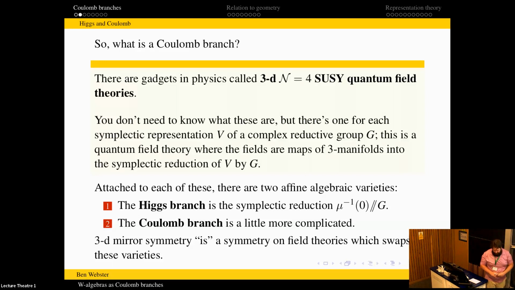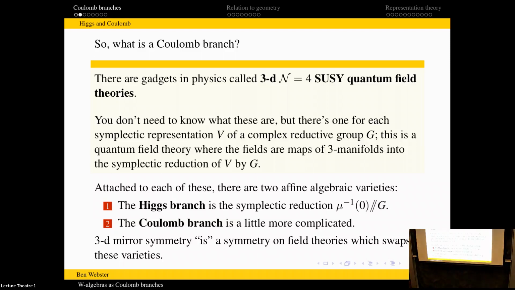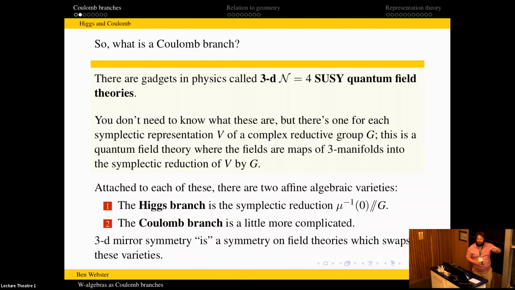And then there's the Coulomb branch. The Coulomb branch is a little more complicated. We'll talk about it in a moment. I'll just mention here, since I'll say the words a few more times, there's a notion that these 3D theories should come in dual pairs. And so there should be some symmetry on these field theories. And one of the things that should happen is the Higgs and Coulomb branches should swap places. So when I take the dual of a theory, the Higgs branch of that theory becomes the Coulomb branch of the other theory, and vice versa. So looking at one theory, the Higgs branch and the Coulomb branch are somehow supposed to be dual to each other.